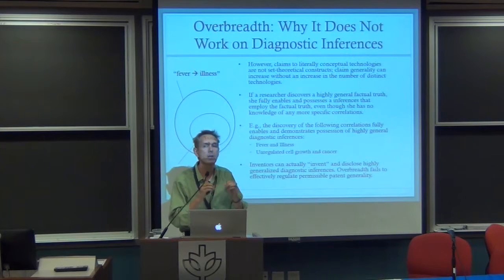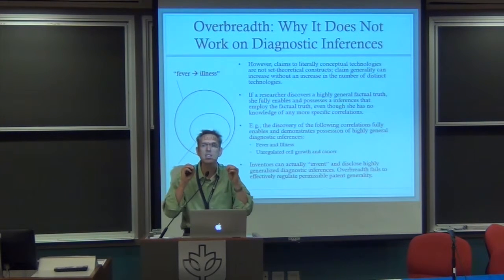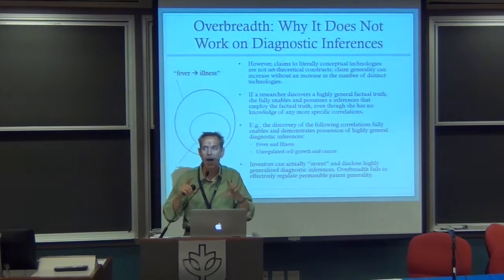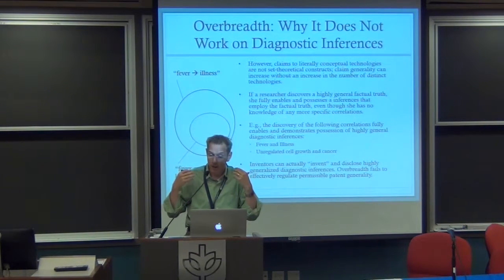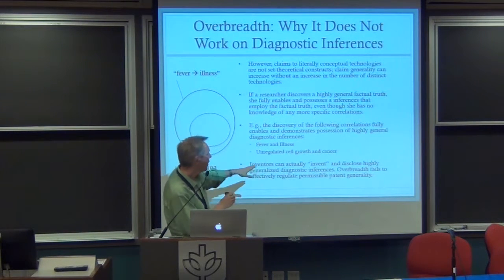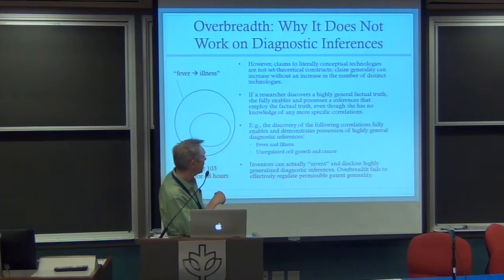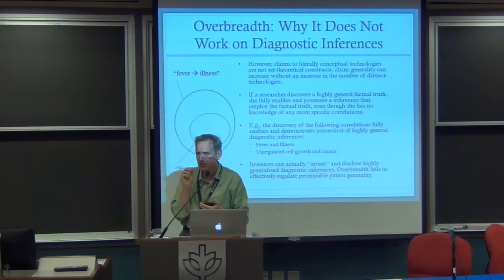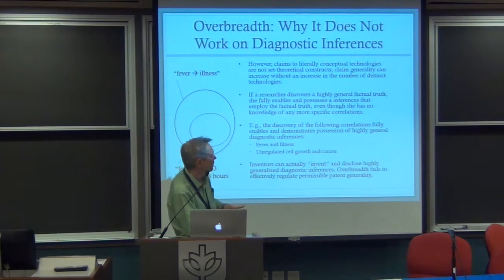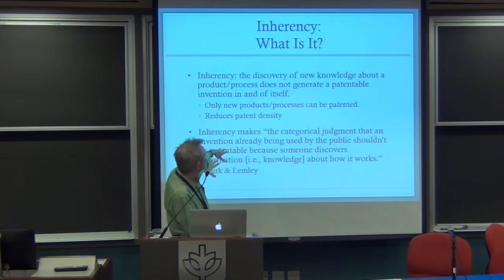Claim generality in concept land can be intrinsic. Concepts grow intrinsically more general rather than the claims coming to encompass larger sets of distinct things. And when generality works in this manner, traditional overbreadth fails to effectively regulate permissible patent generality as we are accustomed to it doing, precisely because claims can have intrinsic generality. Inherency works in a similar way.